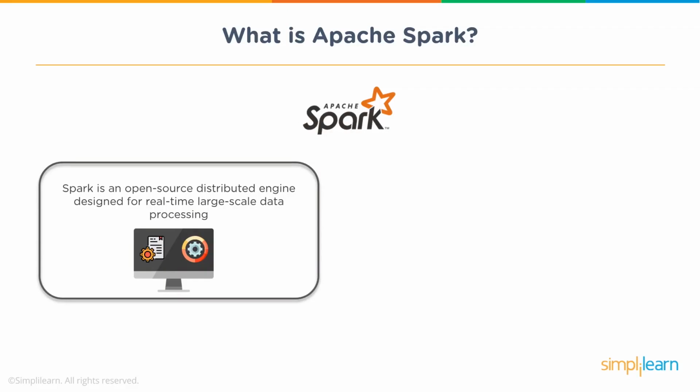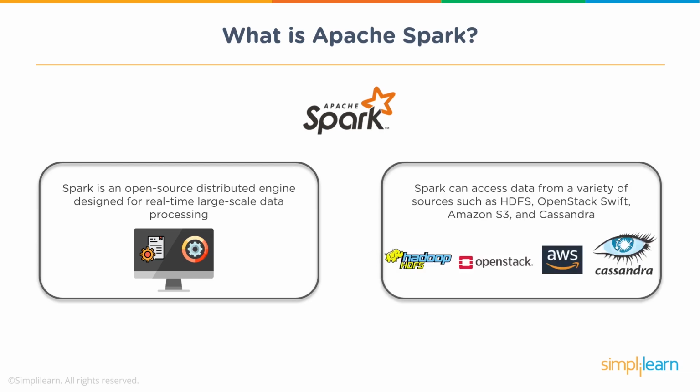So all of you might be already aware that Spark is gaining a lot of popularity due to its in-memory processing capabilities. Spark is an open source distributed engine designed for real-time large-scale data processing. Now, it can be used for your real-time processing or also for batch processing, where the performance delivered by Spark is far better than your other processing frameworks.